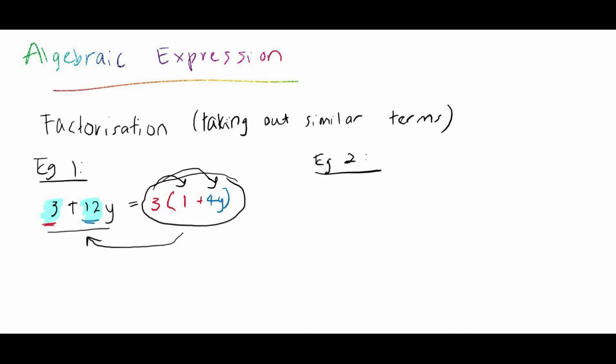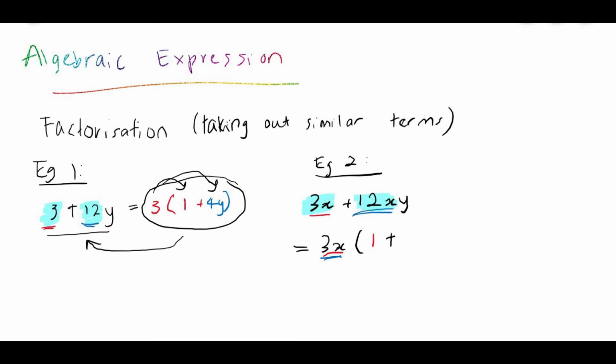Okay, moving on to example 2. We have 3x plus 12xy this time. So still we can see the similarity in the number, which is 3 and 12. Additionally, we have an x which appears in both terms. So I can take out 3x. Again, 3x divided by 3x gives you 1. And then 12xy divided by 3x gives you 4y. So you can always expand back the bracket to see if you get the same answer or not.